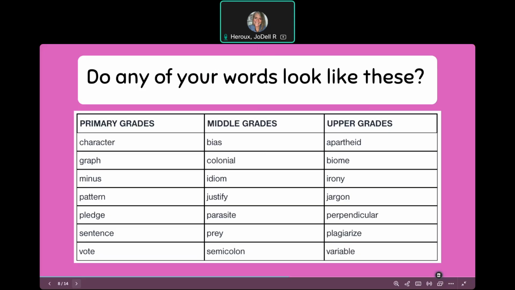and prey. And then in the upper grades, you could take a look at these words and figure out which academic area they are in. So apartheid would be in social studies, biome might be in science, irony would be in English. So you can see where these academic vocabulary words will show up.